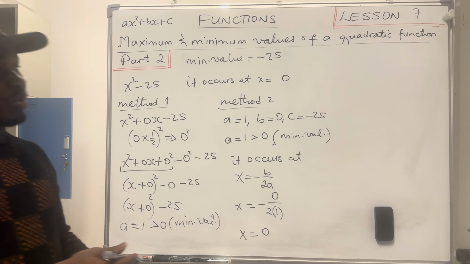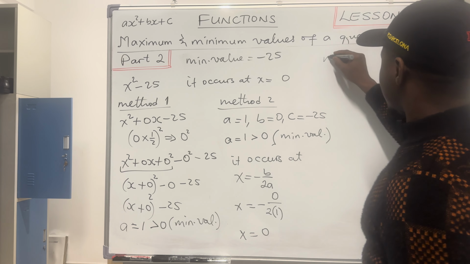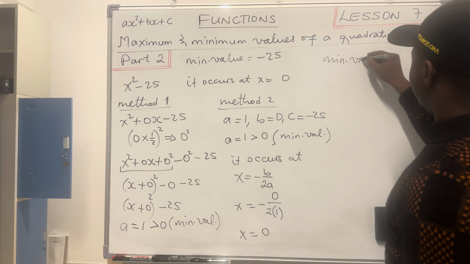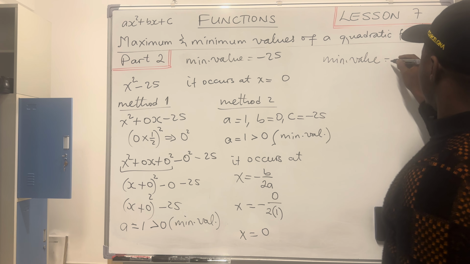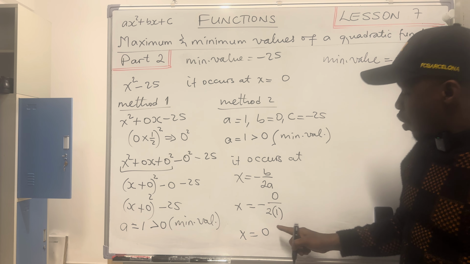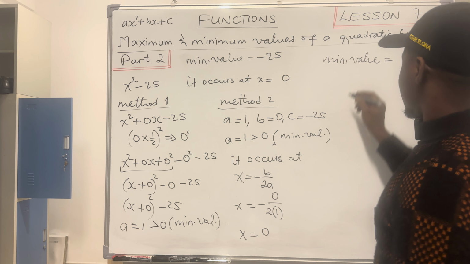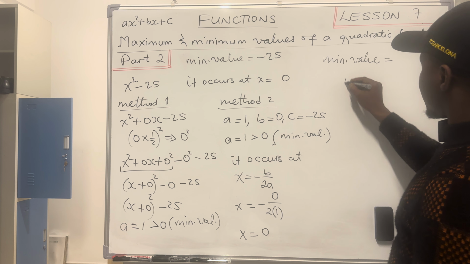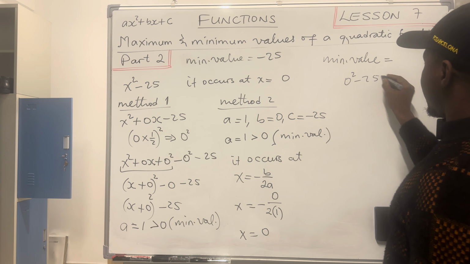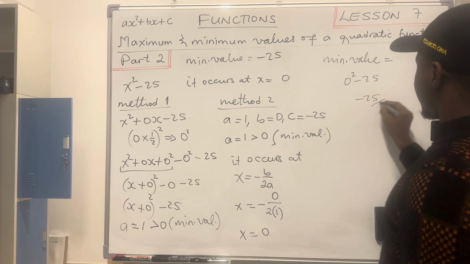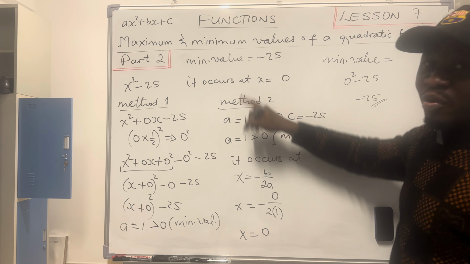So what is this minimum value now? So we say minimum value is equal to what? We always substitute this one into the function. That is x squared. What is x? 0, minus 25, which is minus 25. You can see here is the minimum value.